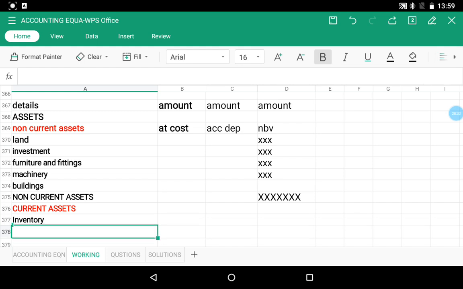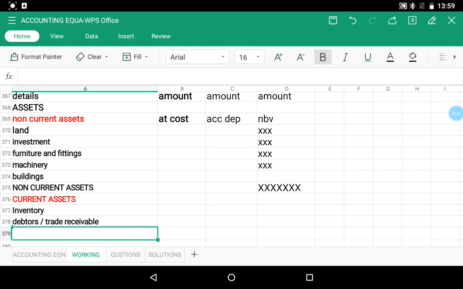Then we have debtors, the people that took goods but have not yet paid. Anytime you get money from them, they are called debtors or trade receivables. If they come and pay, you will get money. Then you have cash at hand.